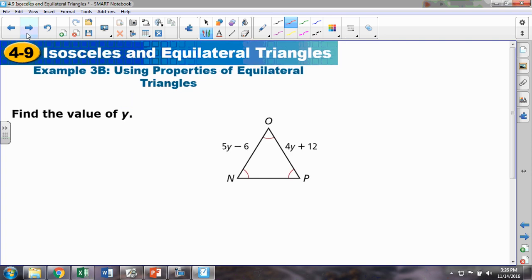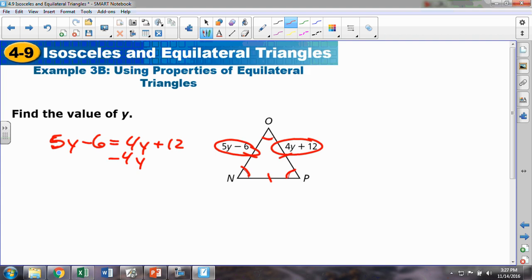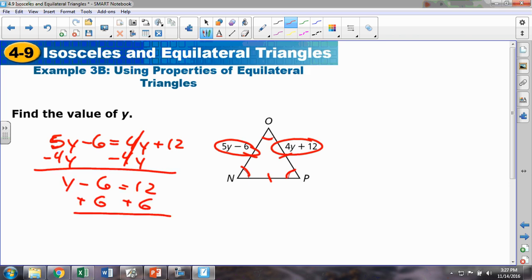As a related problem, please notice all the angles are congruent, which means all three sides will be congruent also. We can use that as the basis, saying sides are the same, to create our equation. 5y minus 6 equals 4y plus 12. Now we just have to solve it. Subtract off 4y. You get y minus 6 equals 12. Add on 6. And we get y equals 18. And we're done.